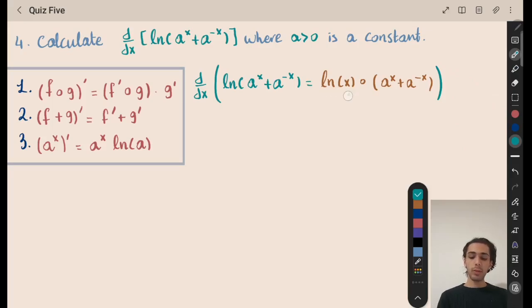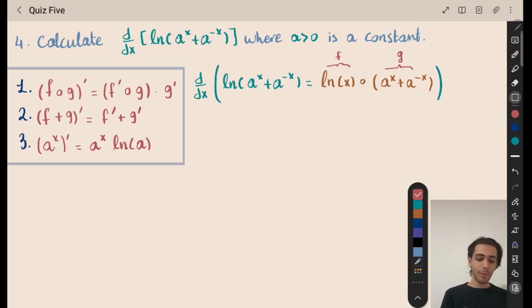So if I'm taking the derivative of a composition of functions, there's an outer function and an inner function. So what happens is you take the derivative of the outer function, you plug the inner function into the derivative that you just found, and then you multiply by the derivative of the inner function. So in our case, this would be f, and this would be g. So we need to find f prime.